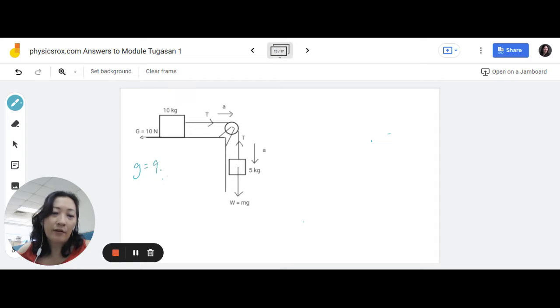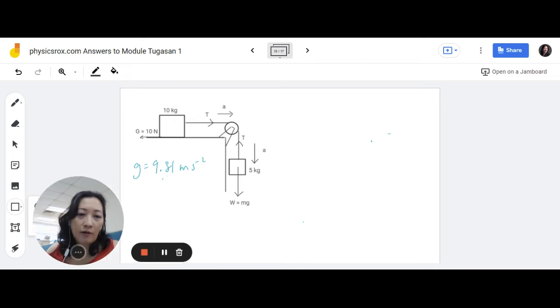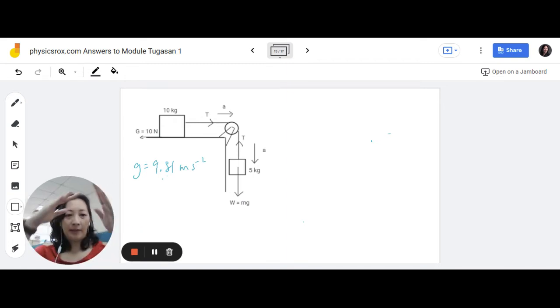So we're going to use the value of G as 9.81 meters per second squared. I'm also going to briefly explain how to solve this question in a manner that's easier for more students to understand, because some students don't quite understand how to visualize this pulley system. What you can do is draw these out flat. We're going to take this and make it flat like this.